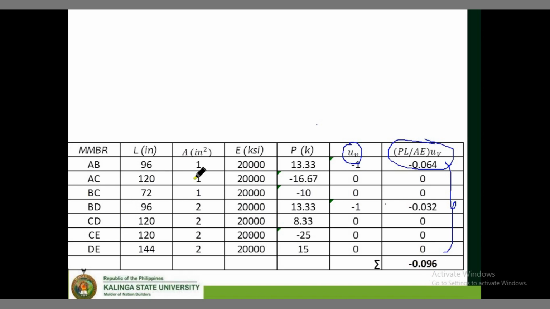In the previous examples, pare-pareho yung value ng ating cross-sectional area. But for this example, iba ang area ni AB, ni AC, at saka ni BC. Iba ang area nila kay BD, CD, CE, at saka DE. Yan. So, kapag hindi pare-pareho yung mga area, ganito na lang yung gawin ninyo para hindi kayo mahilo.